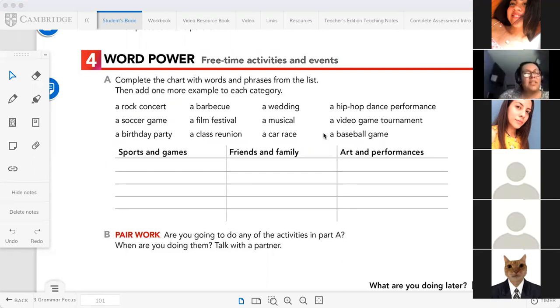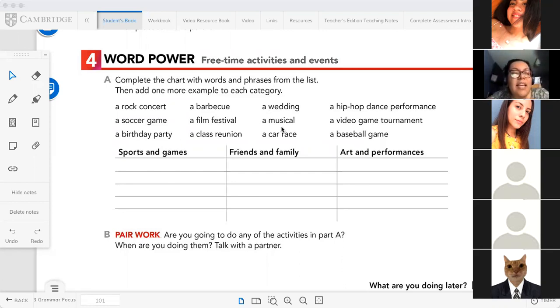And here the objective of this activity in the book, we are not really gonna do it, okay? I'm just mentioning it to you. The objective was to divide this vocabulary into 3 different categories: sports and games, friends and family, art and performance, all right? So in this case, for example, a rock concert is art and performances, a soccer game, sports and games, a birthday party is friends and family, a barbecue, las carnitas, obviously is friends and family, a film festival is art performances, a class reunion is friends and family, etc., etc., etc., all right?